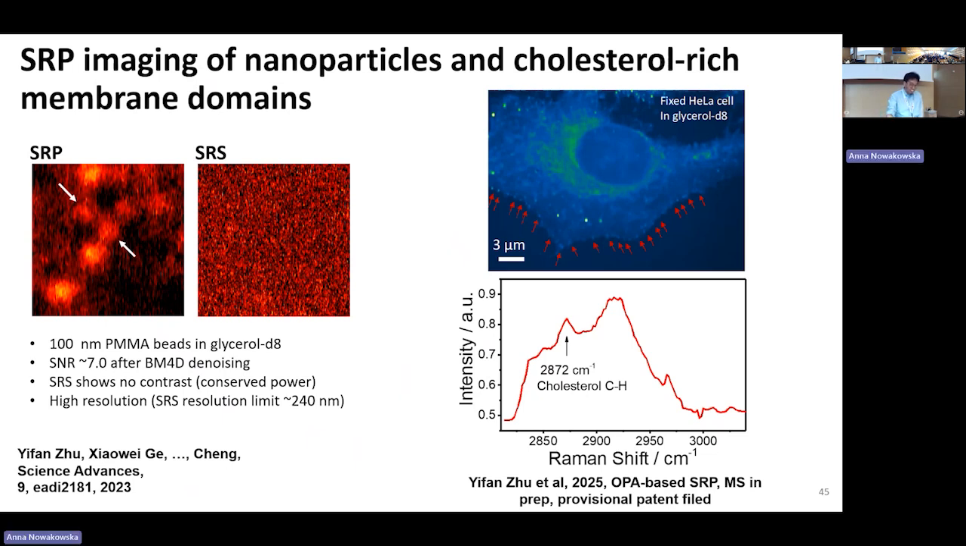This is unpublished, but we show for the first time that we can visualize these so-called lipid rafts, or cholesterol-rich domains, at the plasma membrane. These are so-called caveolae, and this was a peak of this cholesterol peak. Also, we have done immunofluorescence to show that this is a caveolae structure in the plasma membrane. So this shows the sensitivity of the technology.